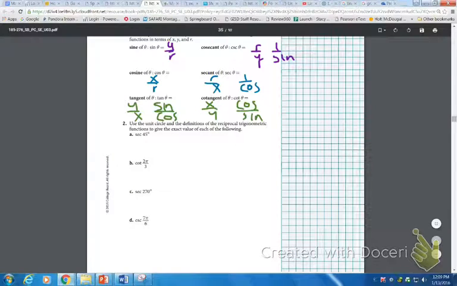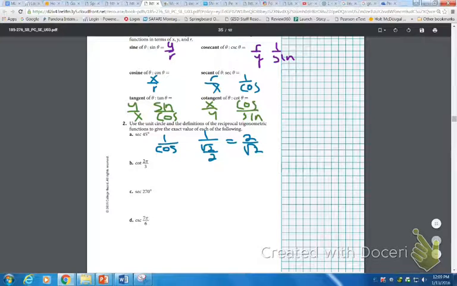So secant of 45 degrees. All right, secant. How can we write secant? Well, it's the reciprocal of your cosine, right? So 1 over square root of 2 over 2. So essentially we will take that reciprocal and we would end up with 1 times 2 over square root of 2, which would just be 2 over square root of 2. So that is your secant.